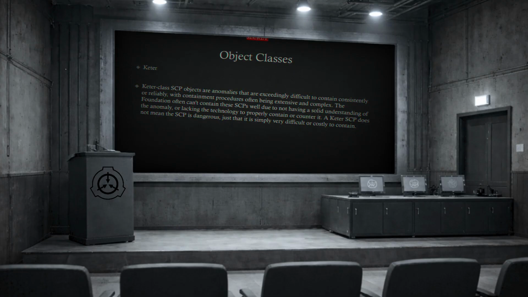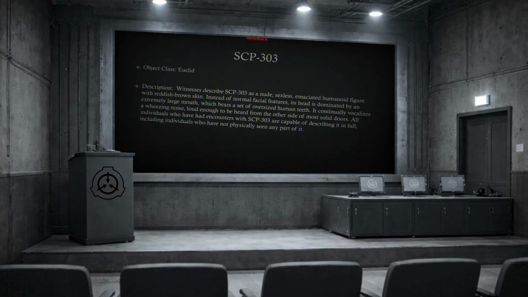Moving on to the meat and potatoes of this training, SCP-303. SCP-303 has the object class of Euclid. A description of the anomaly.